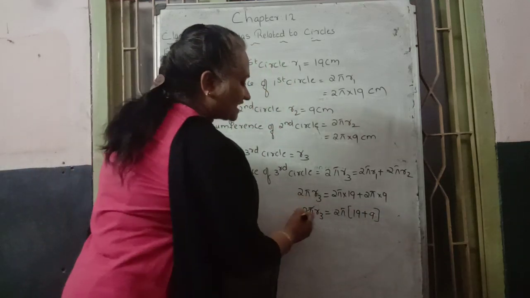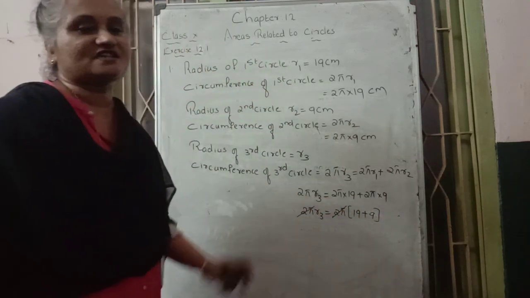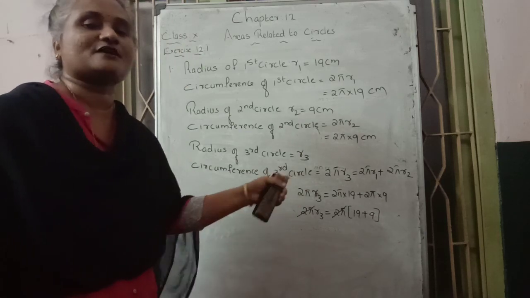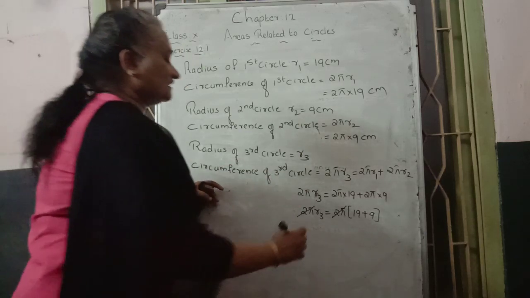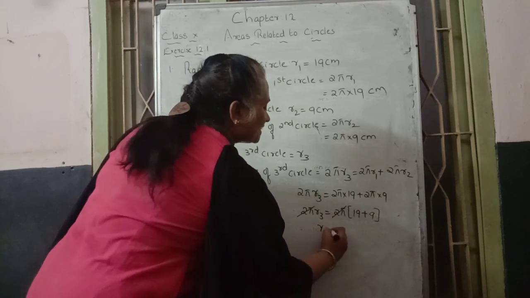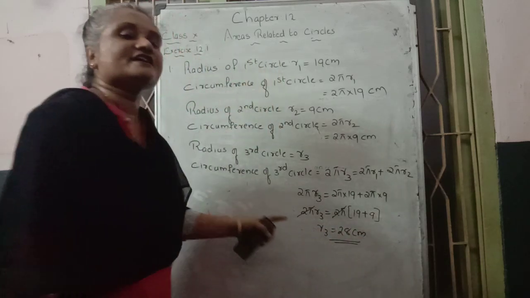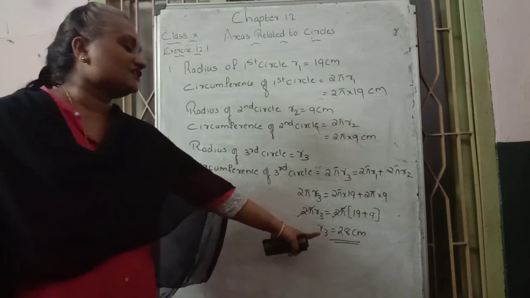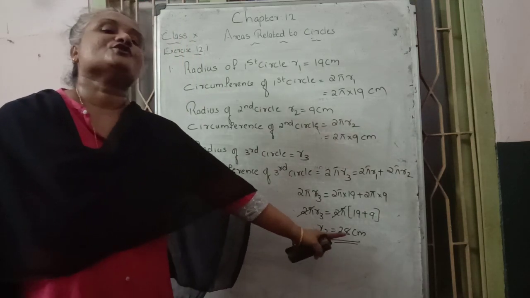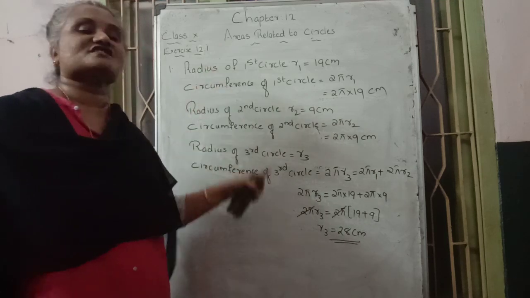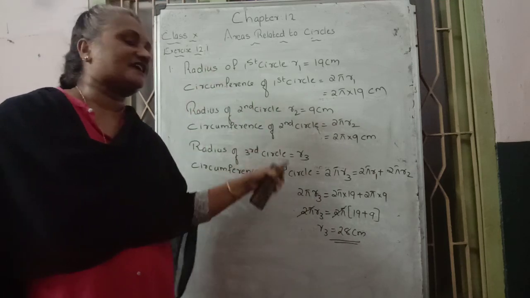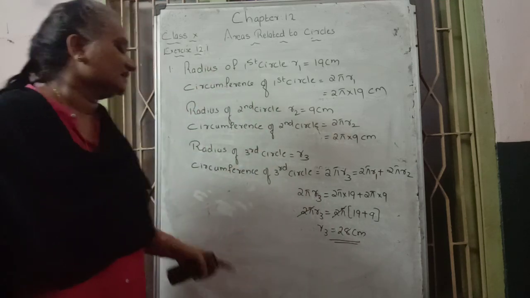Again, see 2 pi on the right side and 2 pi on the left side. Same number on the right and left side, so we can cancel. So how much is the R3 value? 28 centimeters is the radius of the third circle. Radius of the third circle becomes 28 centimeters. This is the meaning of this first question. I hope you can understand it.